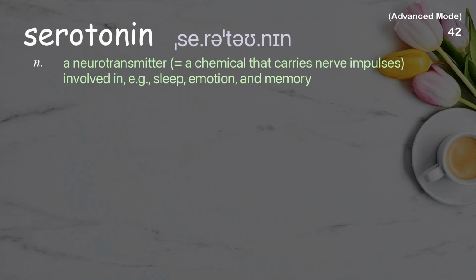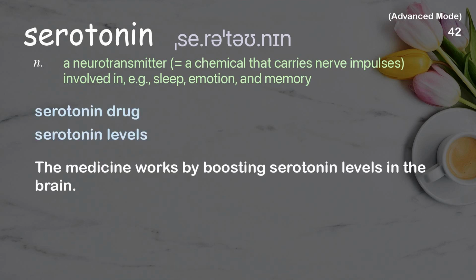Serotonin. A neurotransmitter, equals a chemical that carries nerve impulses involved in, for example, sleep, emotion, and memory. Examples: Serotonin drug. Serotonin levels. The medicine works by boosting serotonin levels in the brain.